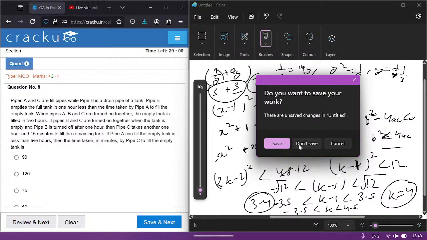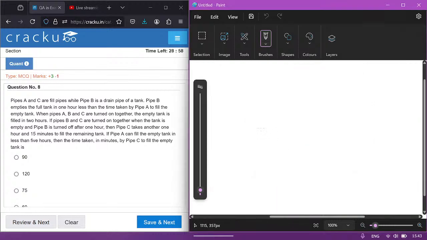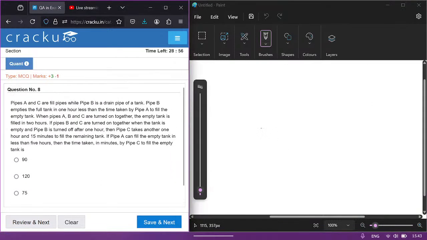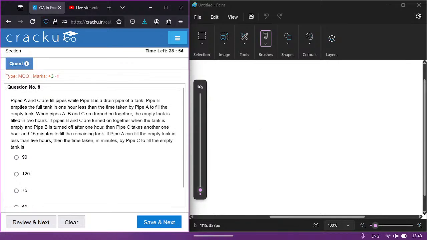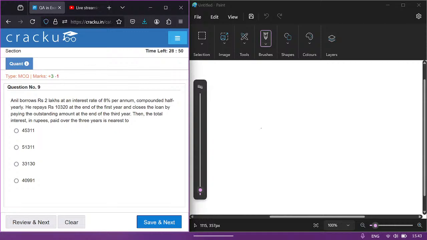Pipes and drain, I think everyone should do this, pipes and drain, right? These are usually easy questions, but because the length is more, I'm not doing this.